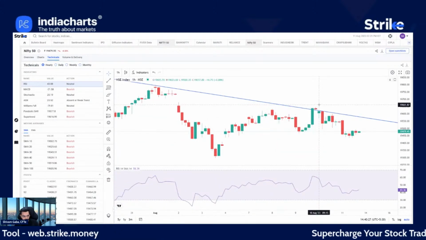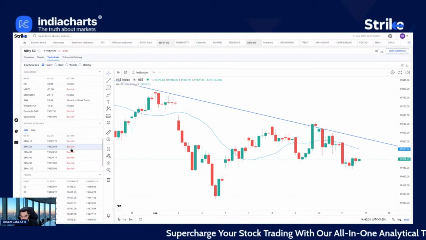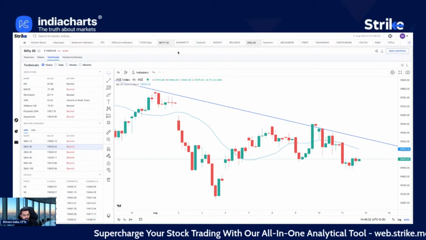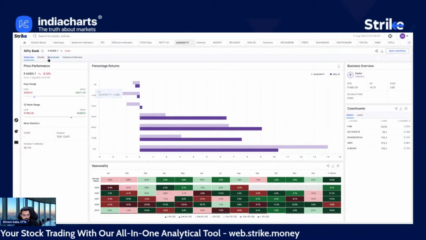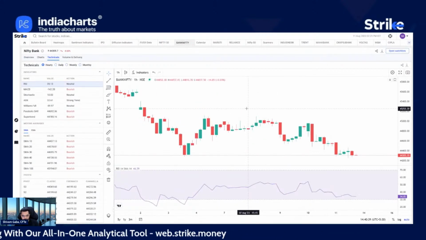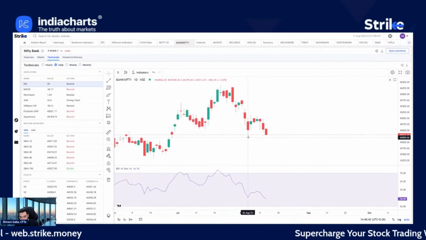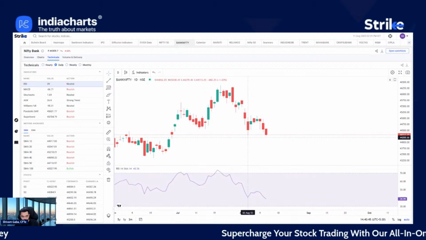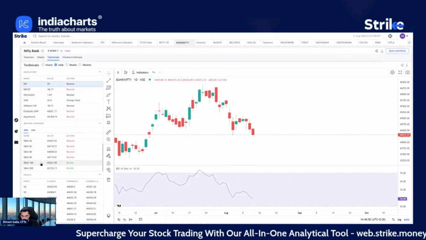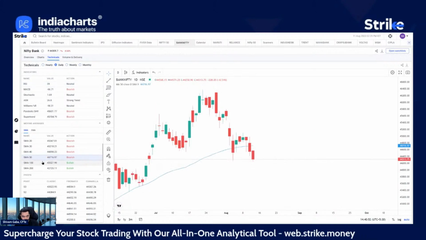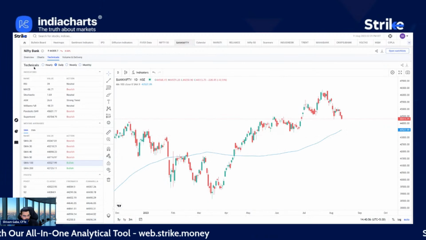Let's see if there's anything interesting on the hourly. So not yet. Even the hourly averages are broken as of now. For the Bank Nifty, which has been even weaker than the Nifty, you can see Bank Nifty has already broken this 3rd of August low, which Nifty has not. In terms of moving averages, it has also broken the 50-day average, and the 100-day average is quite far as of now.